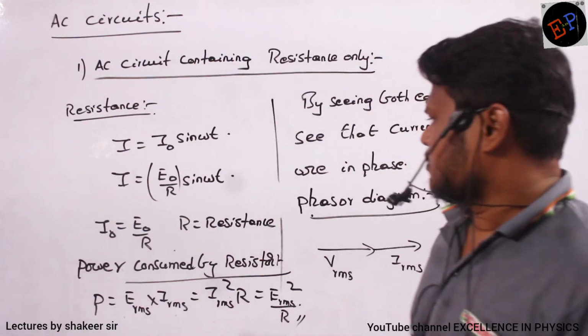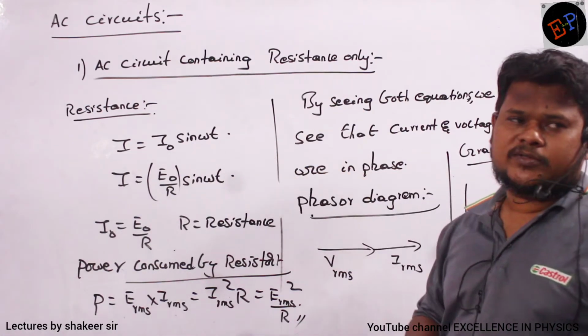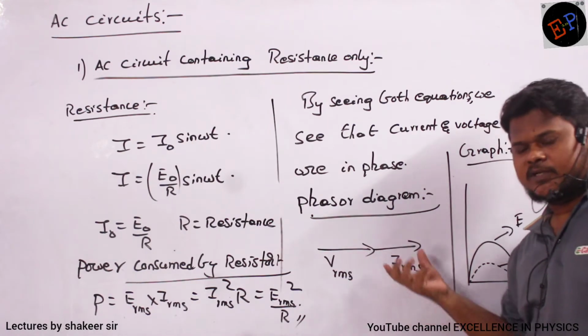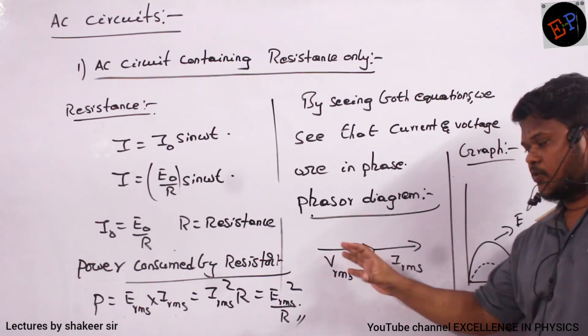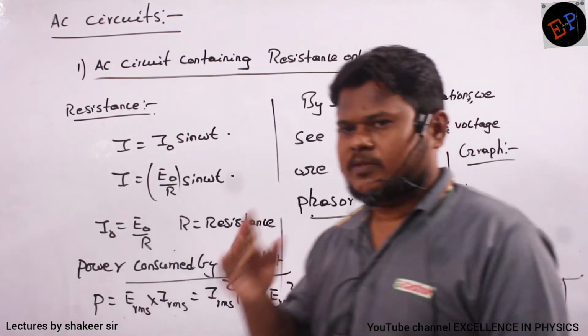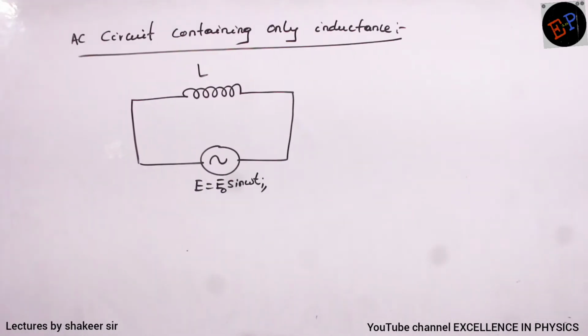Clear? That's it. So therefore, in resistive circuit, what is the point you should understand is that current and potential difference, they are in phase. Both of them, they are in the same phase. There is no phase difference. That is the point which you should understand. Clear?